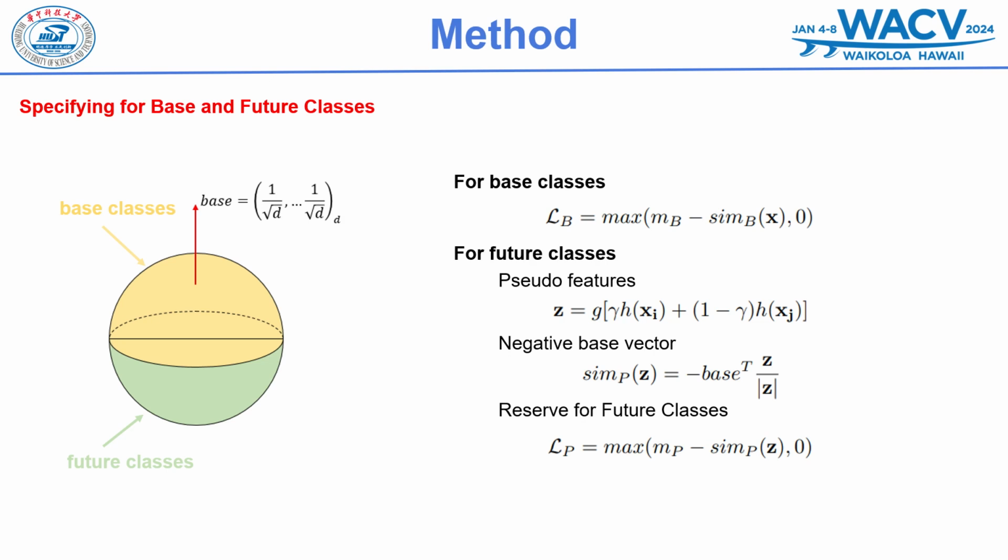For future classes, we utilize the generation of pseudo-samples, which can mimic the characteristics of the instances that the model may encounter in the future. Similarly, we calculate the similarity between pseudo-sample and the negative base vector and use the loss that constrains the distribution of the future classes in the lower hemisphere, where MP indicates the margin on the lower side of the upper and lower hemisphere dividing line.